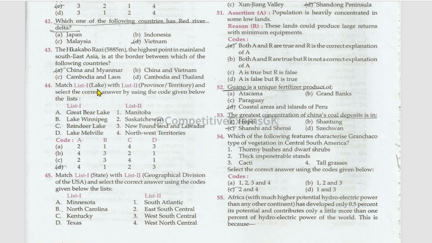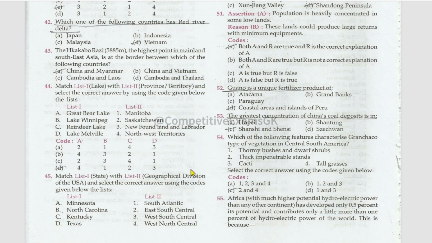Next matching. List one are the lakes and list two are the provinces or territories. Great Bear Lake, Northwest Territories. Lake Winnipeg, Manitoba. Reindeer Lake, Saskatchewan. Lake Melville at Newfoundland and Labrador.